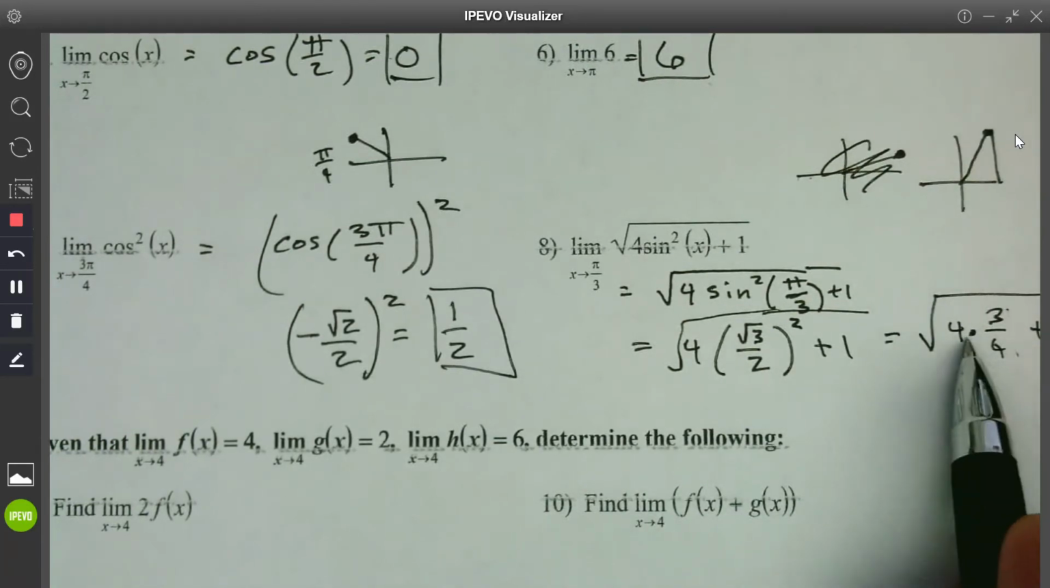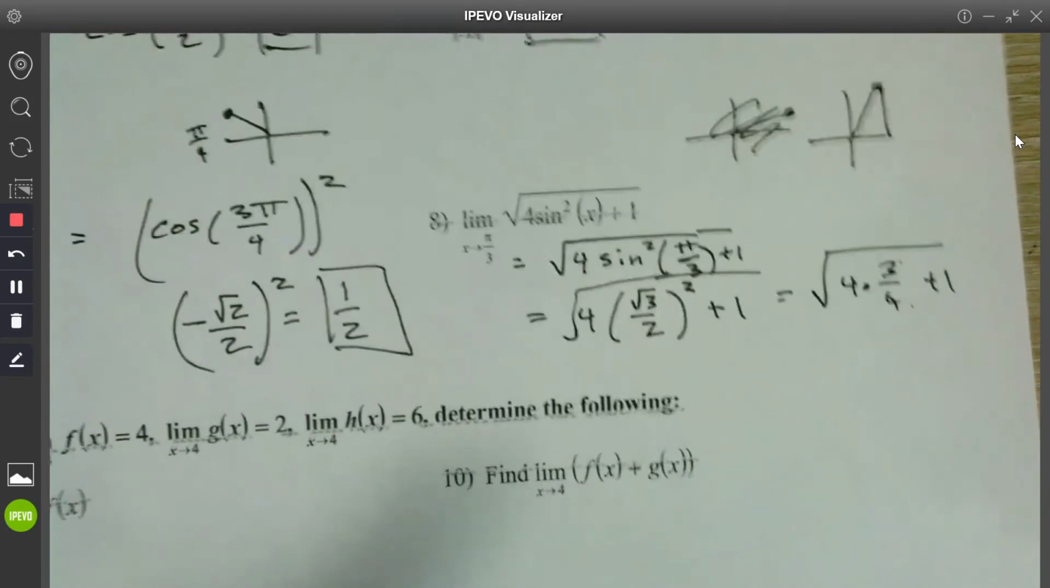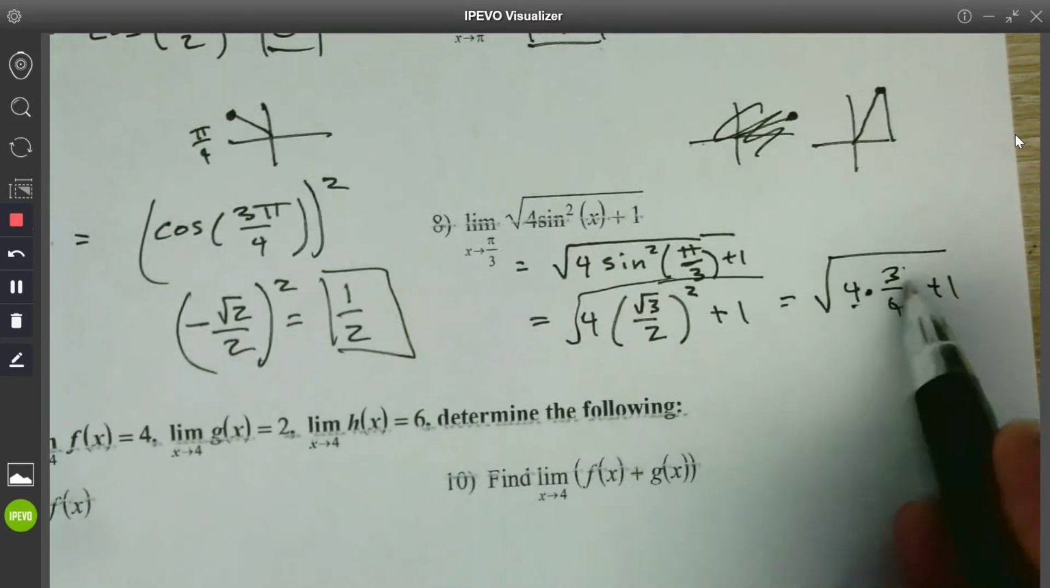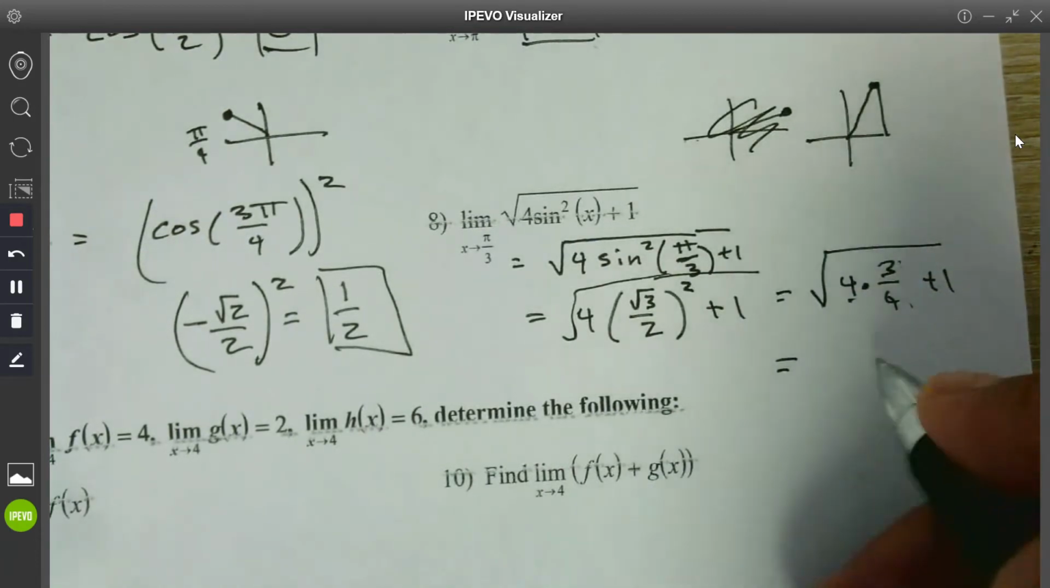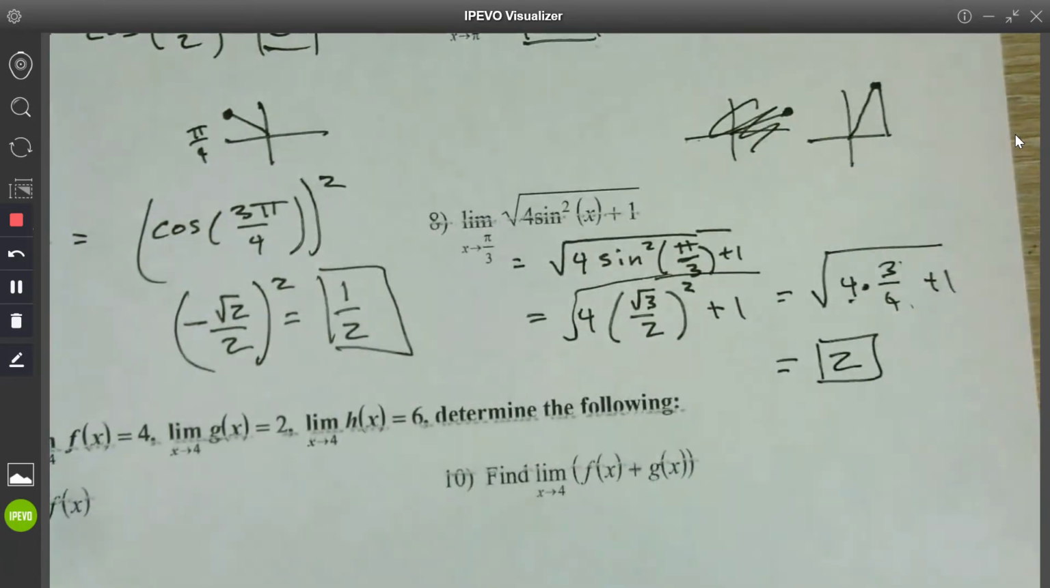So 3/4 times 4 is going to be 3. 3 plus 1 is 4. Square root of 4 is 2. So all that comes out to a nice looking 2.